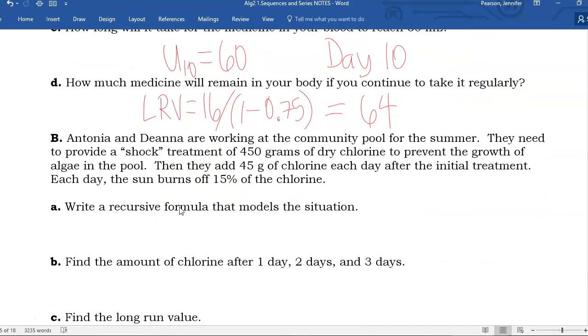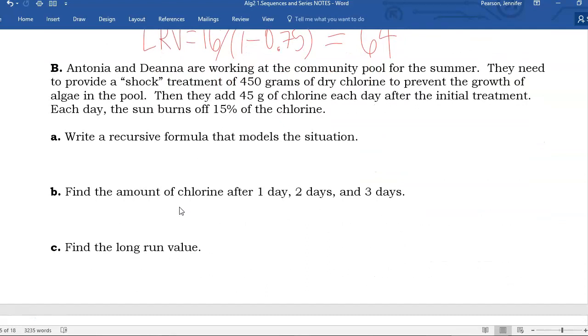Next example says, Antonia and Deanna are working at the community pool for the summer. They need to provide a shock treatment of 450 grams of dry chlorine to prevent the growth of algae in the pool. Then they add 45 grams of chlorine each day after the initial treatment. Each day, the sun burns off 15% of the chlorine. Write a recursive formula that models the situation.